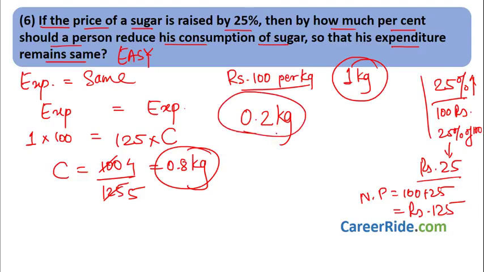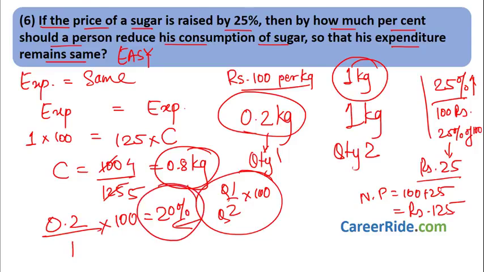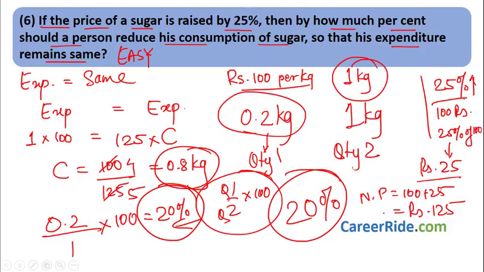Now this 0.2 kg is how much percent of 1 kg? Because we want how much percent the person should reduce, right? Here the person reduces by absolute value of 0.2 kg. But we want in format of percentage, that is percentage of quantity 1 to that of quantity 2. What is it? Quantity 1 by quantity 2 into 100, right? So what would be the answer? 0.2 divided by 1 into 100, that would be 20%. So if the price increases by 25%, to keep the expenditure same, the consumption of sugar should reduce by 20%.